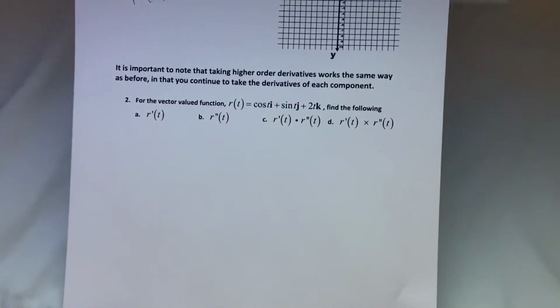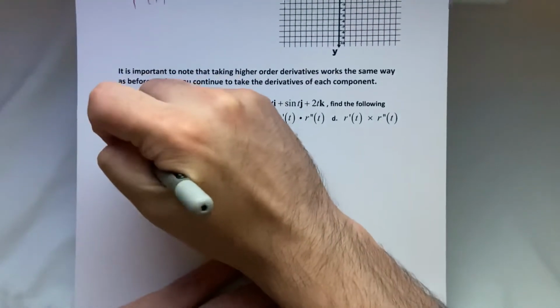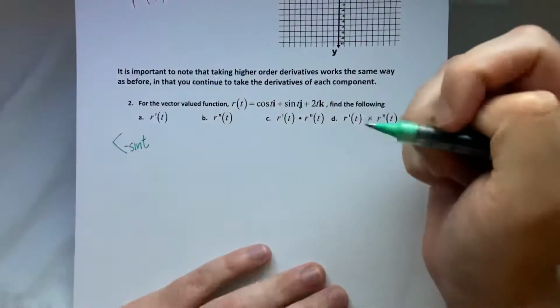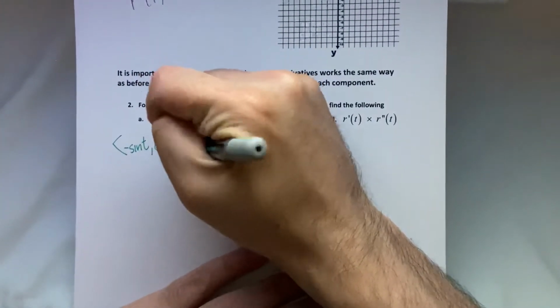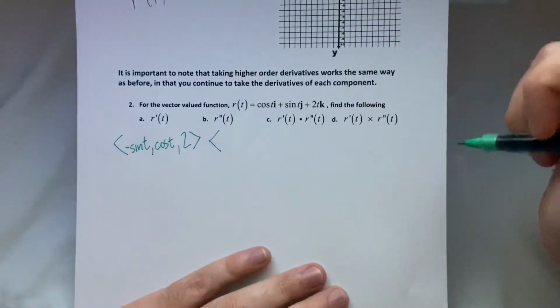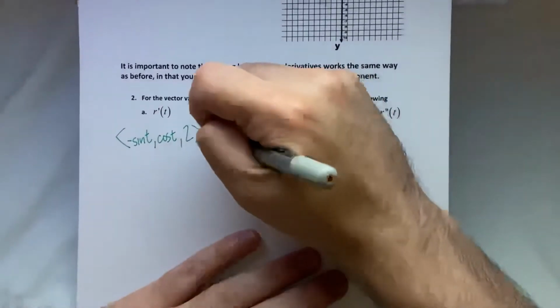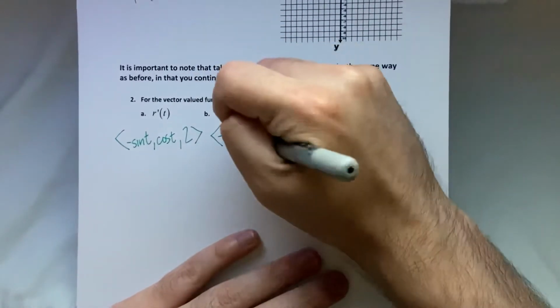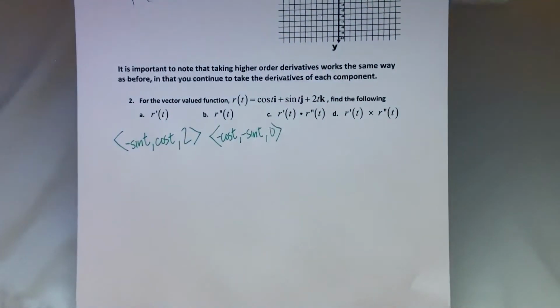So for cosine t i plus sine t j plus 2t k, find the following. R prime of t. The derivative of cosine is negative sine t. I'm going to write it in vector form. Derivative of sine is cosine t. The derivative of 2t is 2. Second derivative: derivative of negative sine is negative cosine t. Derivative of cosine is negative sine t. The derivative of 2 is 0.